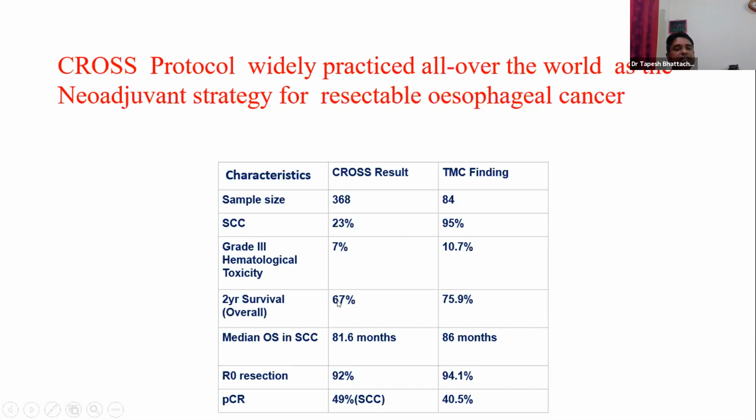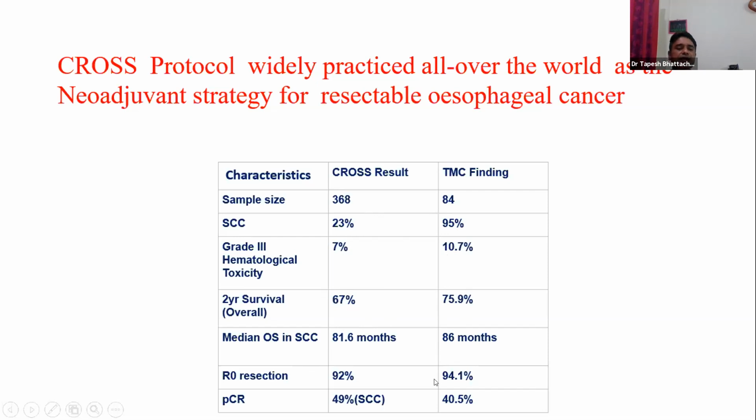Two-year survival was 67% in CROSS, and this was all squamous results. Here it was 75.9%. Median overall survival in CROSS was 81.6 months. In our study it came to 86 months, but the sample size was small, 84 patients, and follow-up was also not as good as CROSS.